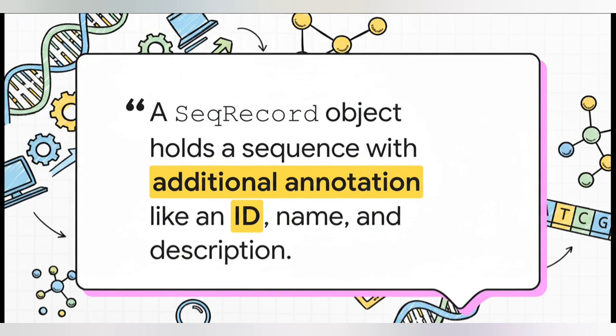Then you've got the SeqRecord object, which I love to think of as a library card for that sequence. It holds the sequence itself, yeah, but also all of that crucial metadata, its unique ID, its name, a description of what it is. Now our data isn't just data, it's organized and meaningful.